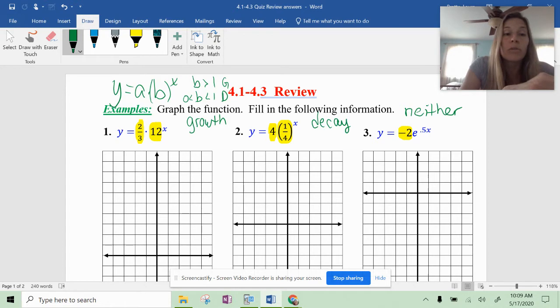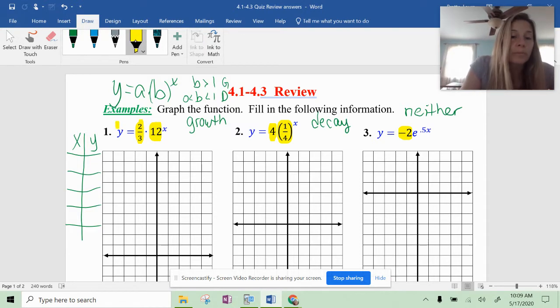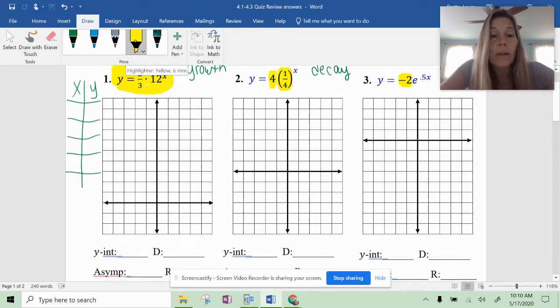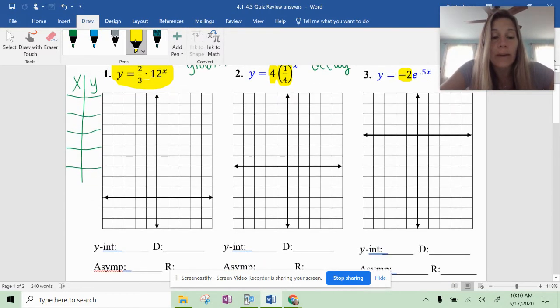Now, you're more than welcome to use your calculator as you're doing any of these graphs, so you don't have to write down this whole little table of values every time. I'm doing it just so you can see where I'm getting my points, but you can totally use your graphing calculator for that. Okay, so as soon as you see your function that you're going to graph, you've identified it as a growth function. We know the growth factor is 12 here, and the a value is positive 2/3. So if you want to, you can always fill in all this information down here at the bottom before you even really do anything else.